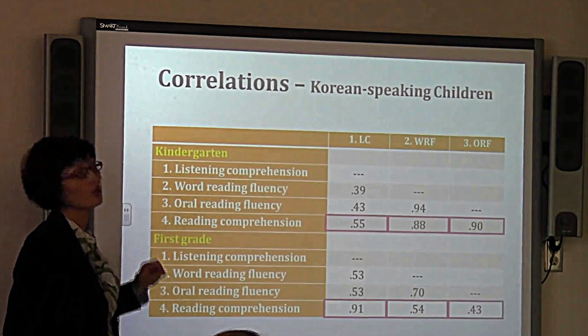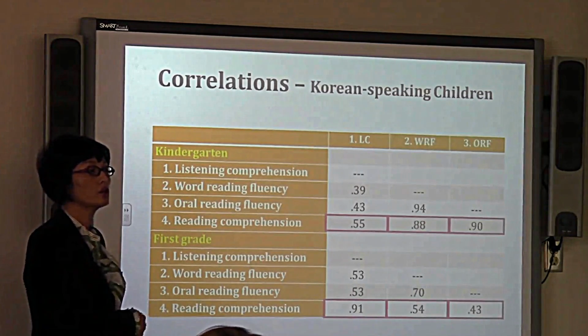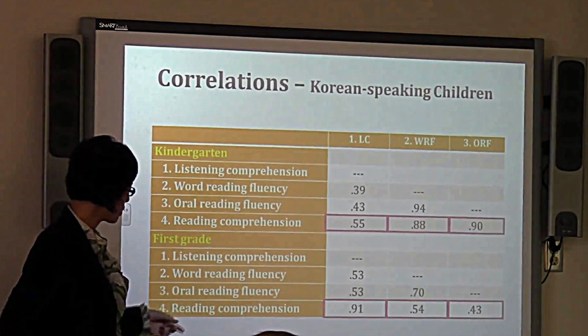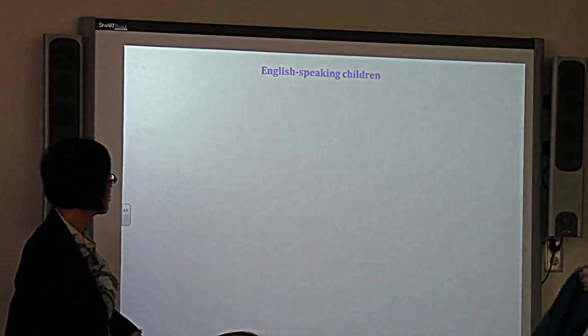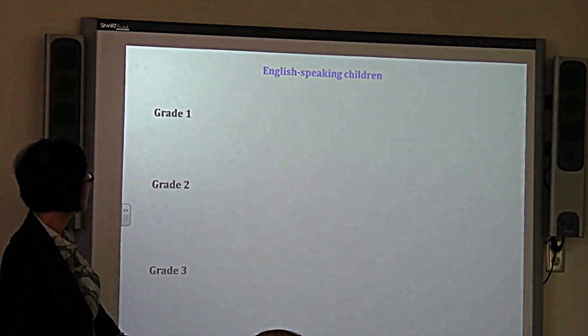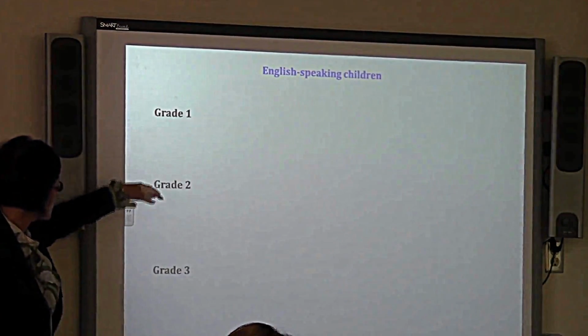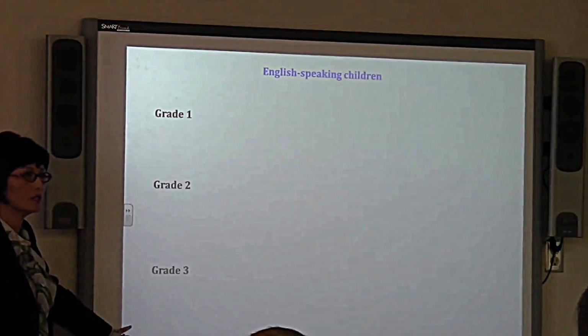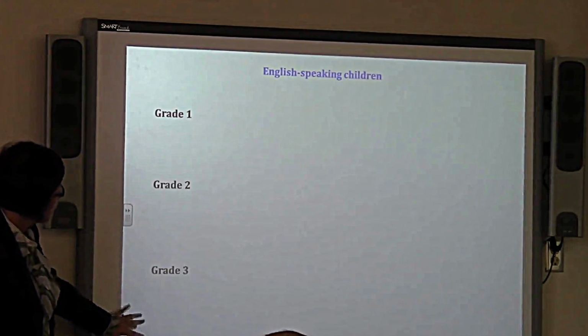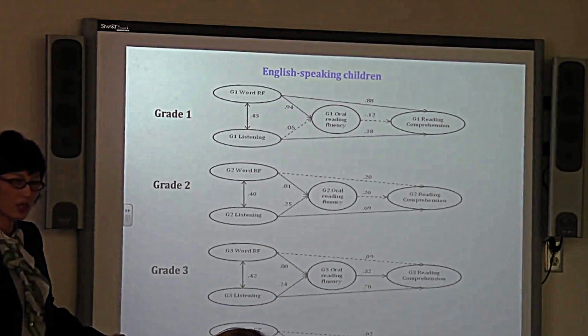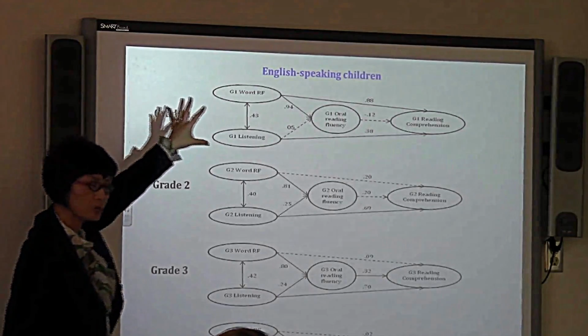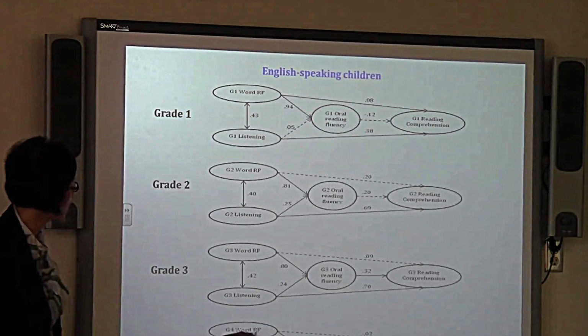So that's correlation. And I'm going to show you now the results from structural equation model. So these are results for English-speaking kids from grade 1, 2, 3, and 4. And it's going to be a little bit small. I know it's going to be hard to see, but I wanted to show you the progression. That's why I put them all together.